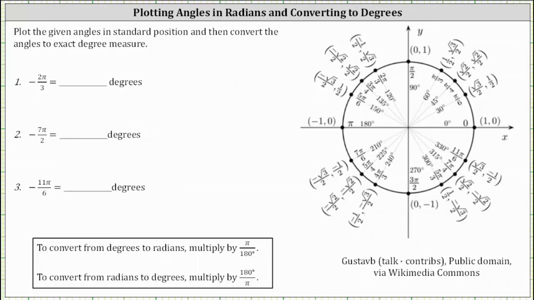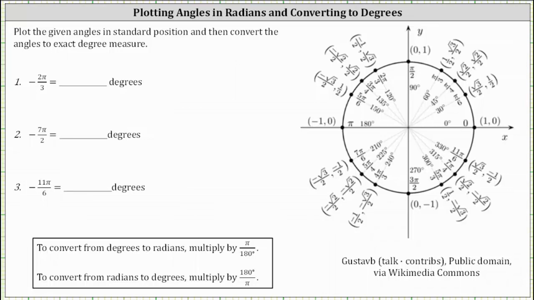We're asked to plot the given negative angles in radians in standard position and then convert the angles to exact degree measure. If you're not comfortable with radians, you could convert the angles to degrees first and then sketch them in standard position, but I think there is value in being able to sketch an angle in standard position when it's in radians, and therefore we'll take this approach.